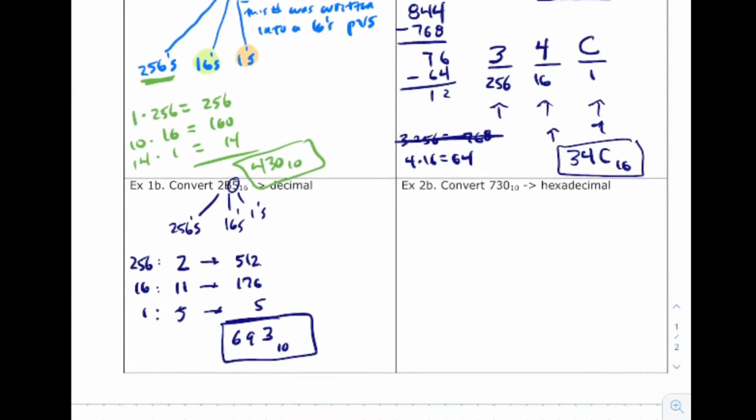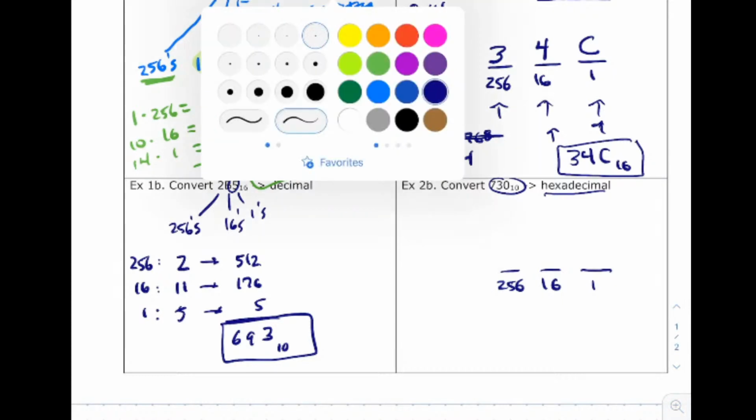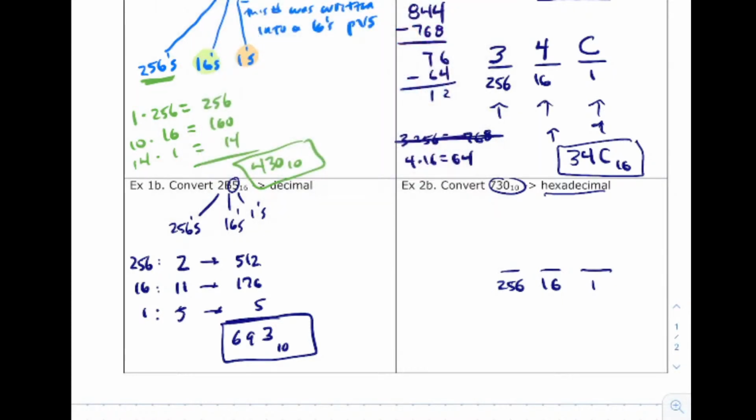Want to try this next one yourself? 730 normal cupcakes or marbles or whatever they are. Filling in hexadecimal: 1's place, 16's place, 256's place. Again, I don't have to go farther than that. I don't need a 4,000's place if I've only got 730. So how many times can I fill up a 256 pack? More than once. I could fill it twice, not 3 times. I don't quite have enough for 3 times.